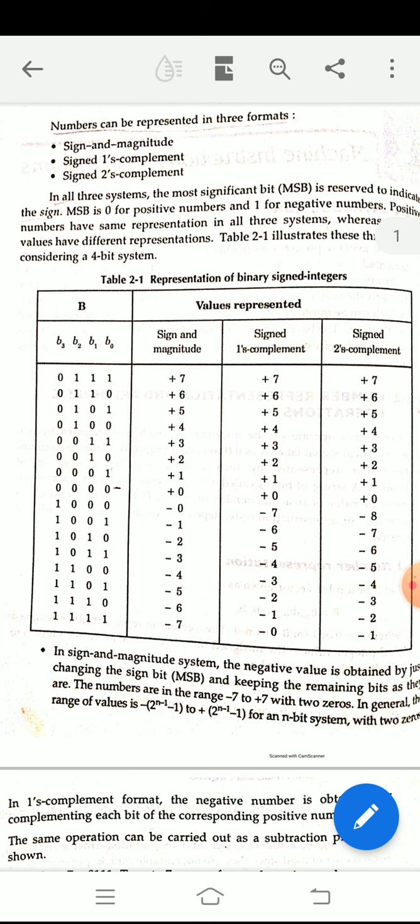I told you positive numbers are represented in the same format. This is the main important point, just remember it. Positive numbers are represented the same in all three systems: sign and magnitude, 1's complement and 2's complement. Only negative numbers are represented in different formats.